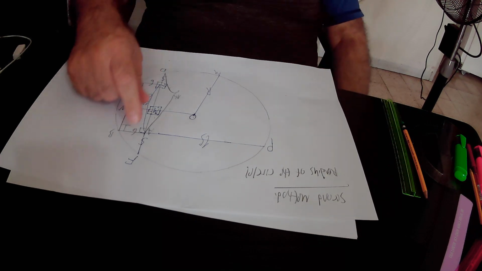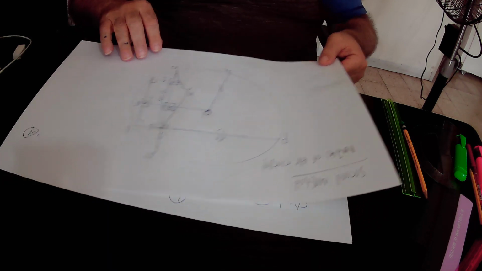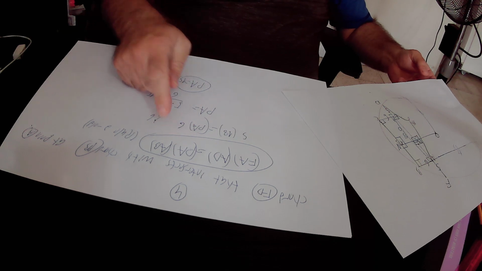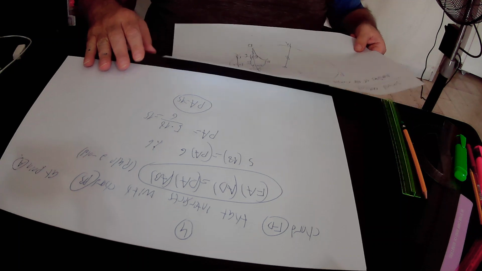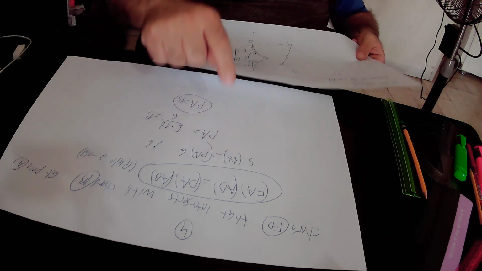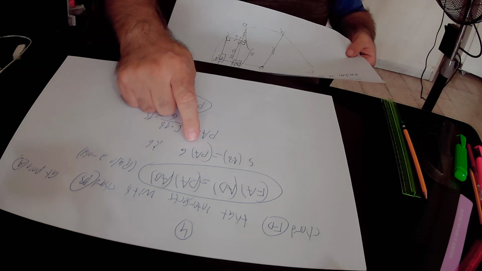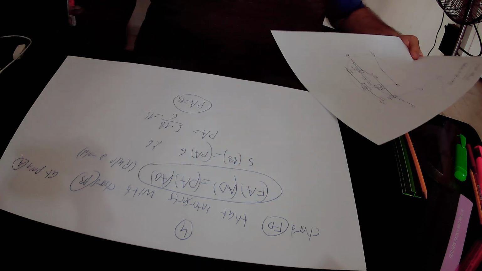According to rule number 2, we get that FA times AD equals PA times AB. FA equals 5 units, AD equals 18 units, PA is the missing line segment, so we leave it as it is, and AB equals 6 units.